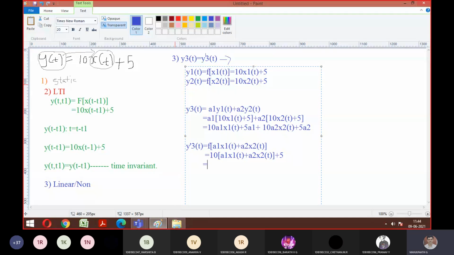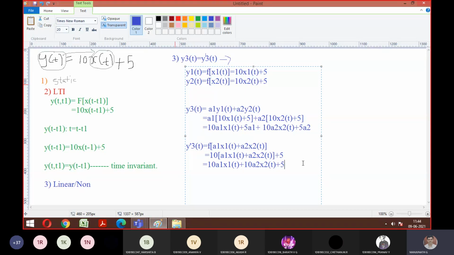Is it okay? So if you multiply 10 inside, it is 10 a1 x1 of t, correct? Plus 10 a2 x2 of t. This plus 5 is separate now. This plus 5 is separate.